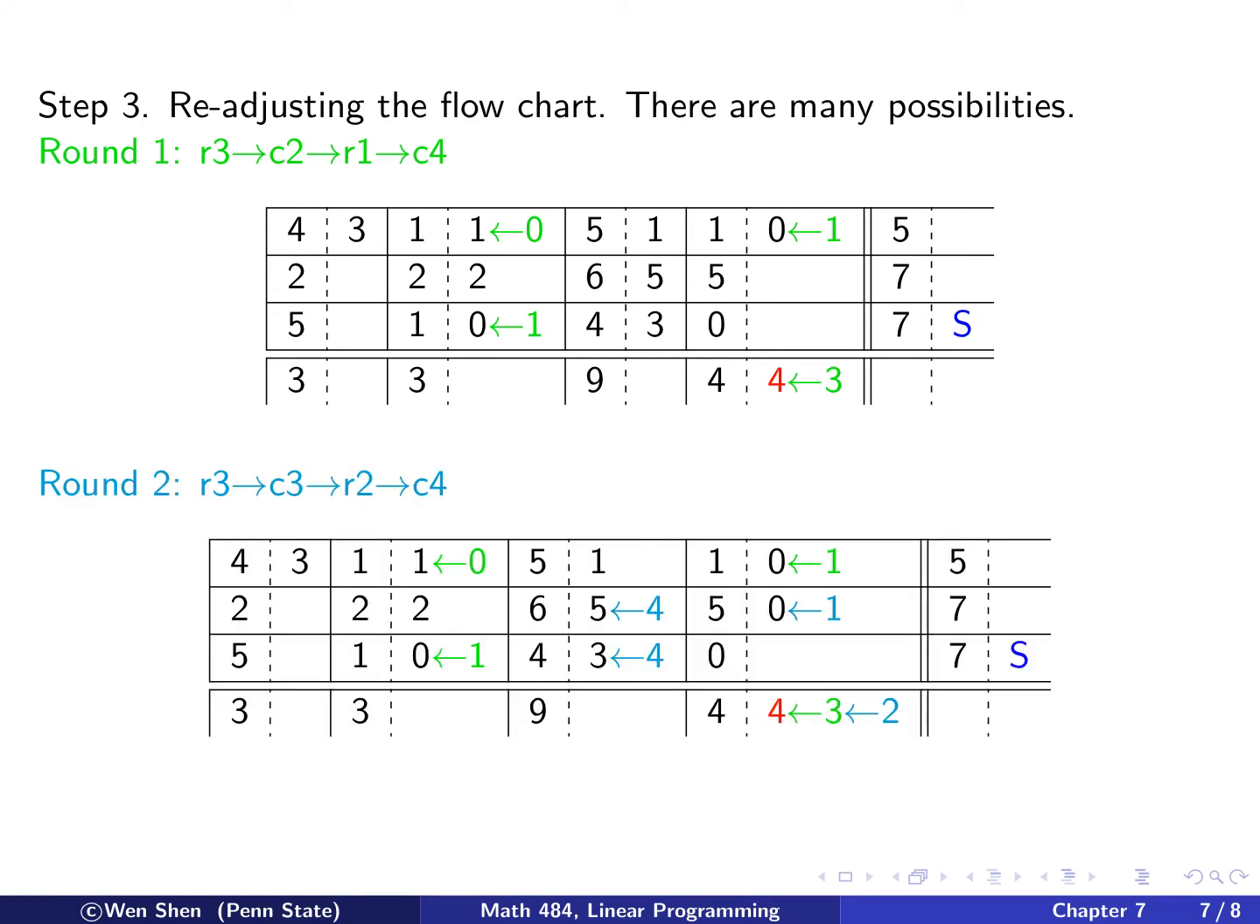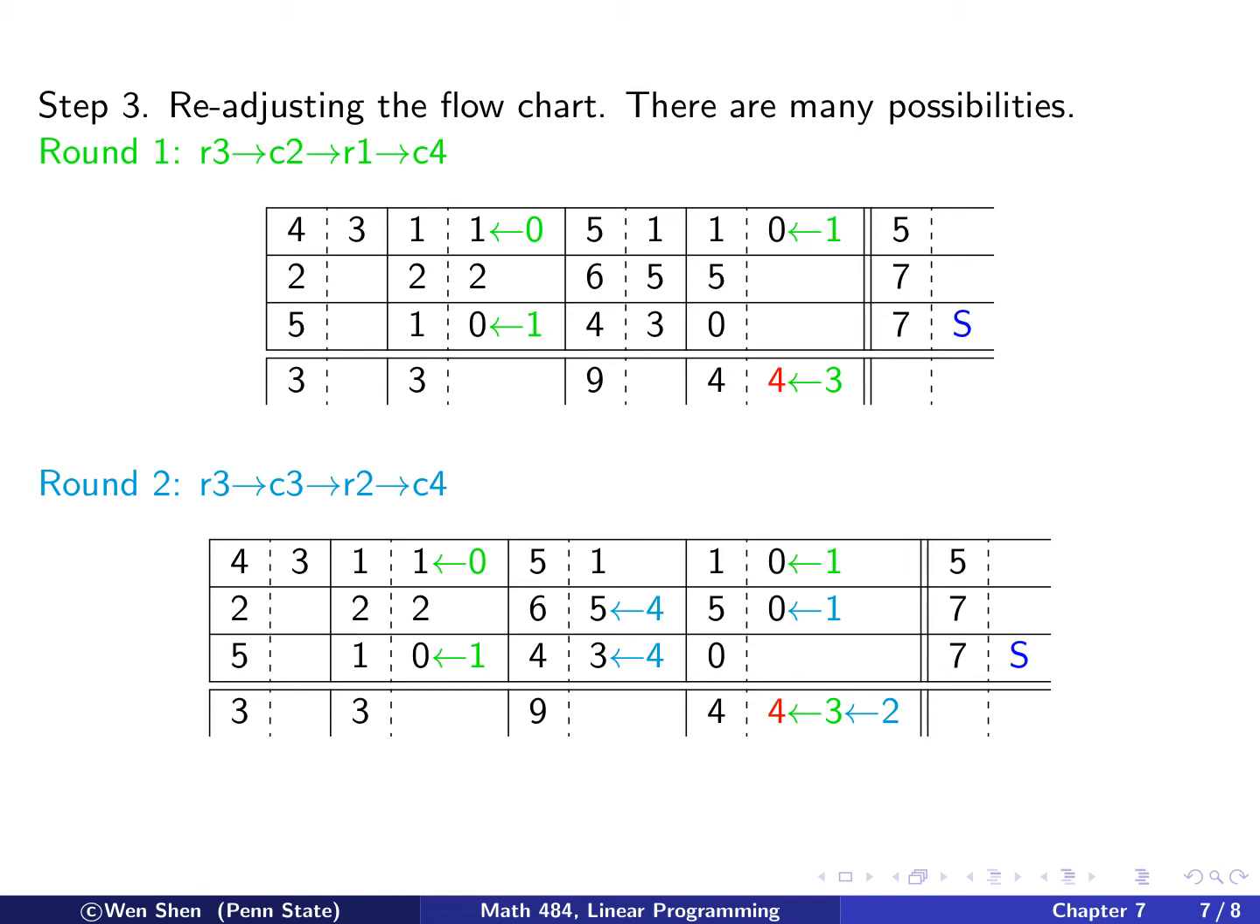Okay, so let's see if we could adjust further. Second round of adjustment. Okay, so again, here I have a flow being suggested. From row 3, where I have the surplus, where could I send out things? Well, let's see. Let's say if instead of 3 units, I send out 4 units.